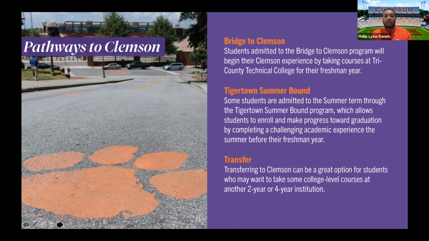In the middle, you see Tigertown Summerbound. This is one of our newer pathways to Clemson. Students who are offered Tigertown Summerbound will start in the summer prior to that fall term. Upon completing 6 credit hours of coursework, or just 2 classes, you will begin at Clemson that upcoming fall. Now, I would like to note both Bridge and Tigertown Summerbound are invitation only, so they are not something that you apply to. But these are pathways that we have for students who may be on the bubble or may not necessarily be admissible for the fall, but are still super competitive and great applicants that we want to reward with some opportunity to get to Clemson.